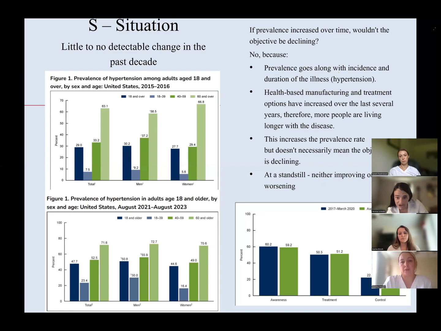And this last chart on the right just shows awareness, treatment, and control: the percentage of people that are aware, the percentage of people that are being treated, and the percentage that are under control. The dark blue is showing from 2017 to 2020, and green is from 2021 to 2023. And they haven't gone up or down, just kind of straight across the board.